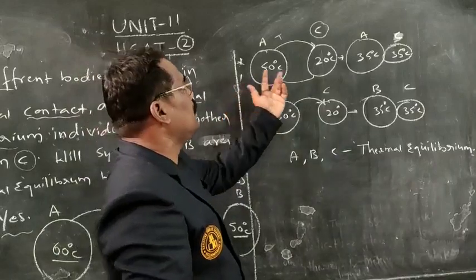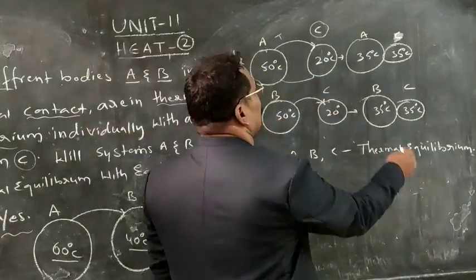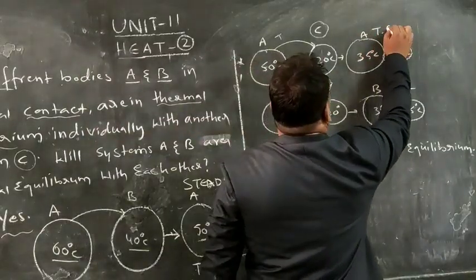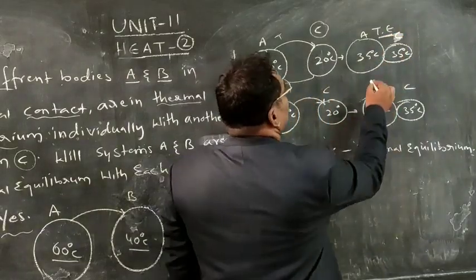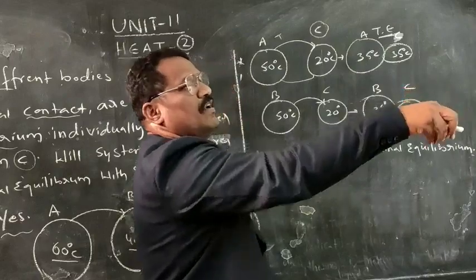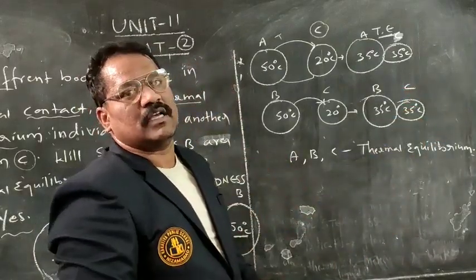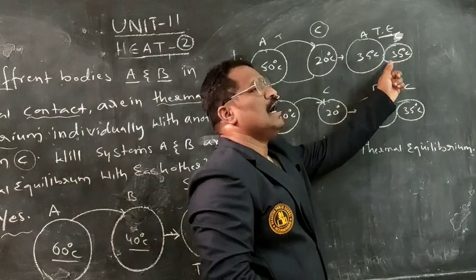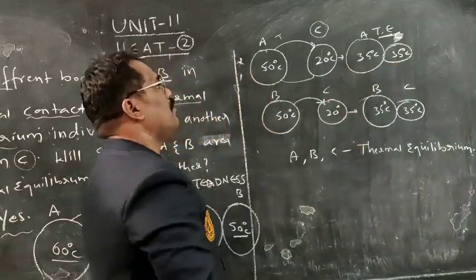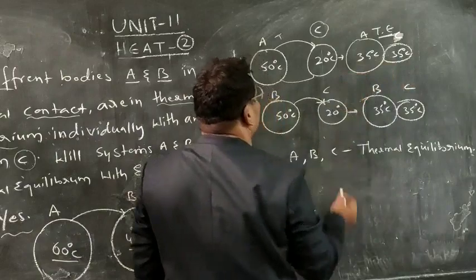Due to that reason, both bodies, after some time interval, attained thermal equilibrium. As they attained thermal equilibrium, neither flow of energy nor giving of energy can continue to exist. So bodies A and C attained thermal equilibrium at 35 degrees centigrade.